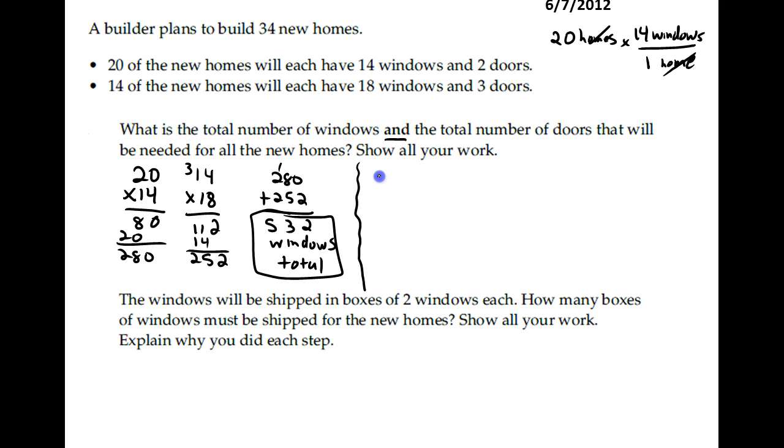Now let's deal with doors. Well, 2 doors each for the 20 new homes. That's 40 doors. 3 doors each for the 14 new homes. That's 42 doors. Add those together, and we get that there are 82 doors total.